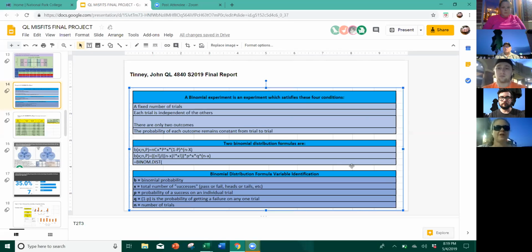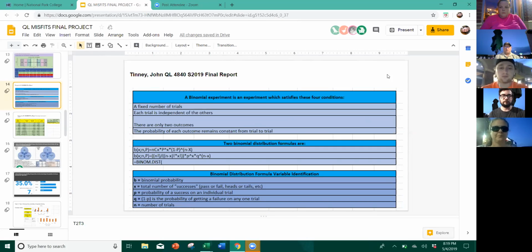Tinny, what did you find in this binomial experiment chart that was interesting? The binomial experiment that they did is another way of looking at probability. There are 4 criteria for a binomial experiment. It has a fixed number of trials. Each trial is independent of the others. There are only 2 outcomes, such as flipping a coin, which is either heads or tails, or the answer is yes or no. And the probability of each outcome remains constant from trial to trial.